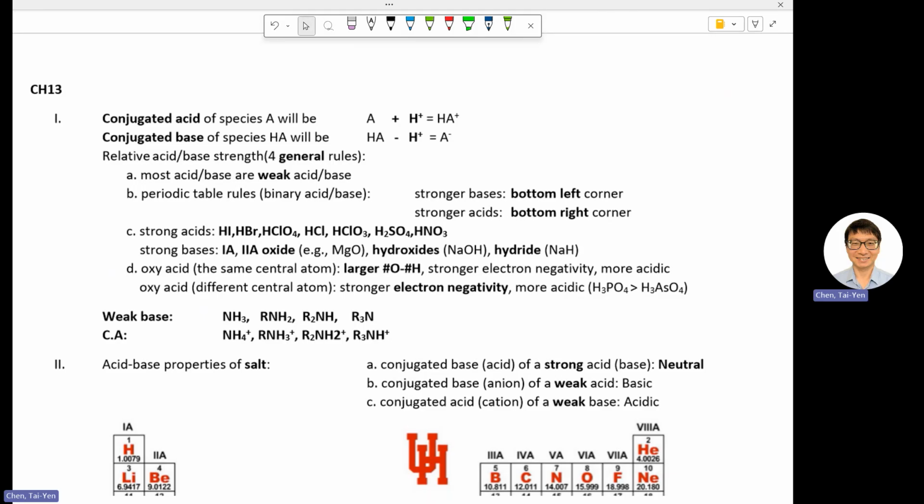So we have a second theory called the Brønsted-Lowry theory. The way it defines the acid is a proton donor, the species that produces H plus in the solution. But for the base, instead of saying the species that will generate OH minus, we simply say the species that can accept H plus.